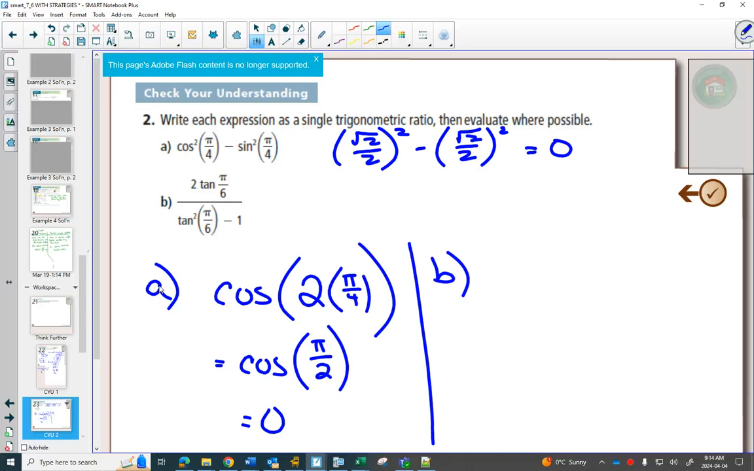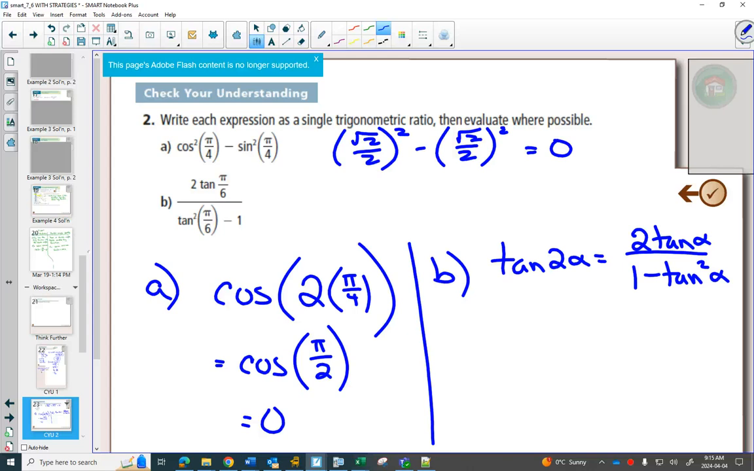So the tan 2 alpha formula looks like this. It says 2 tan alpha over 1 minus tan squared alpha. And does this match up? No. So another reason why I wouldn't use the formula in this case, because it doesn't even match up.